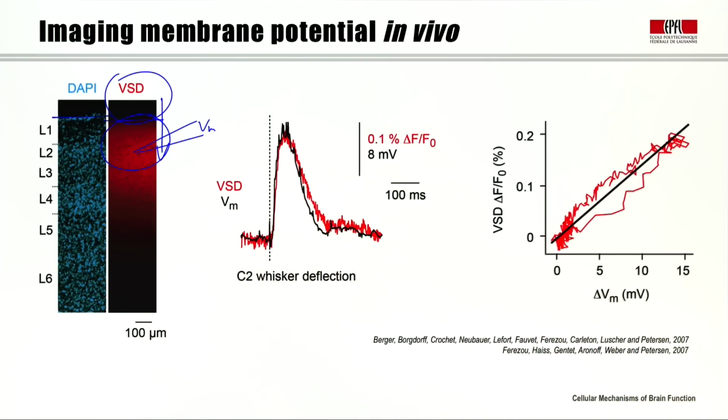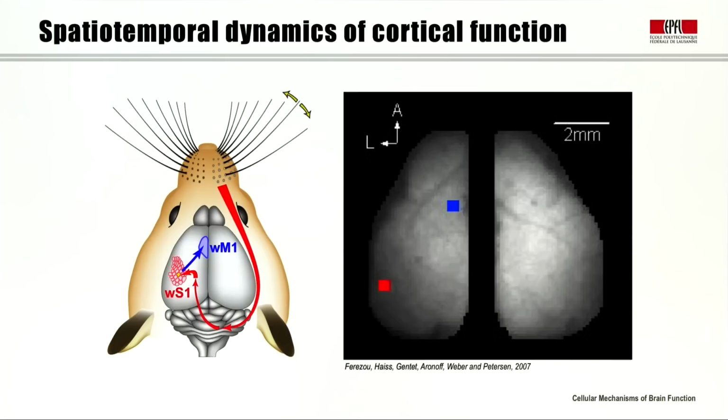So here we have an optical method for measuring membrane potential from neuronal populations at the millisecond timescale. And this then allows us to examine the spatiotemporal dynamics of cortical function in living animals. And so the experiment that I'd like to show you is one in which we've opened up craniotomies across a relatively large part of the dorsal surface of the mouse brain. That's what you see here.